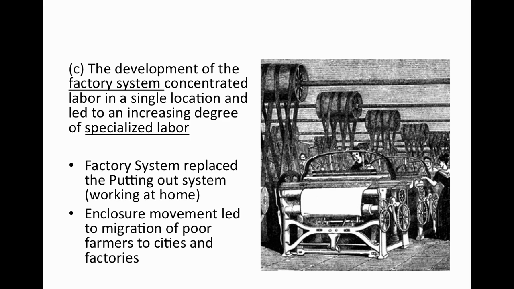And the enclosure movement was very important. We're going to talk about that later, where the English government started to almost kick off squatters or leasers, and that land was sold to large farms, and those farms were enclosed. So what's the effect? Many poor farmers, farm laborers are going to be unemployed, and they're going to move to the cities and take these jobs in the factory. So the end of the putting out system, the factory system, and the enclosure movement have a lot to do with growing industrialization as well.